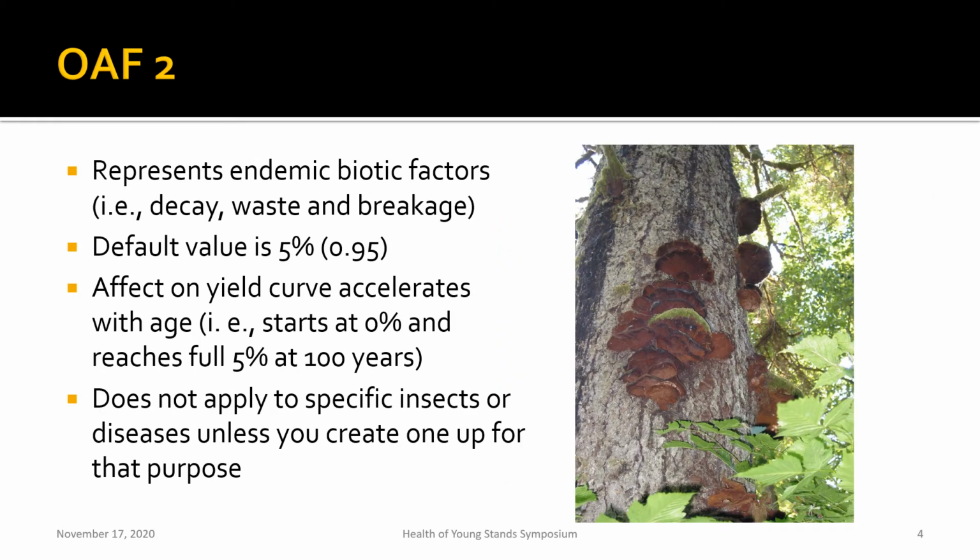OAF2s represent endemic biotic factors, things like decay, waste, and breakage, cull factors, and other things that would basically be used to net down the total volume in a stand. The default value for these is 5%. The effect on the yield curve, though, is different than an OAF1. The OAF2 basically accelerates starting from 0 at year 1 to its full value at year 100. So it acts differently on the yield curve.